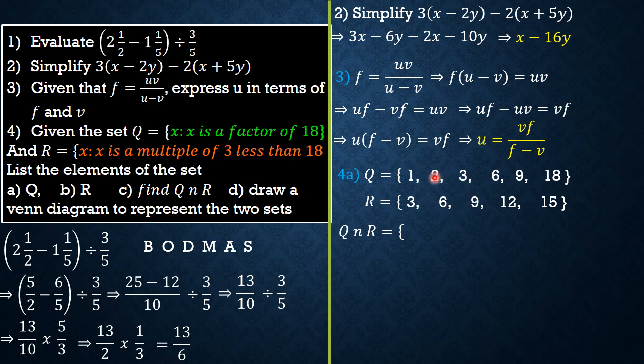So the elements that are found in Q and R at the same time are simply going to be what, guys? 3, 6, and 9. Great. These are the 3 elements that are found in both Q and R. Now, the D part wants us to draw a Venn diagram to represent this information.